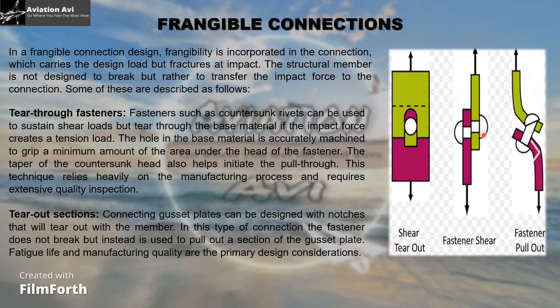The next is the tear-out section. Connecting gusset plates can be designed with notches that will tear out with the member. In this type of connection, the fastener does not break, but instead it is used to pull out the section of the gusset plate. Fatigue life and manufacturing quality are the primary design considerations.